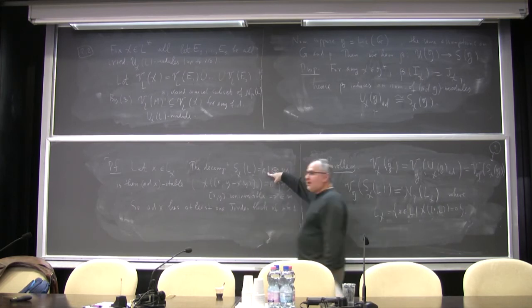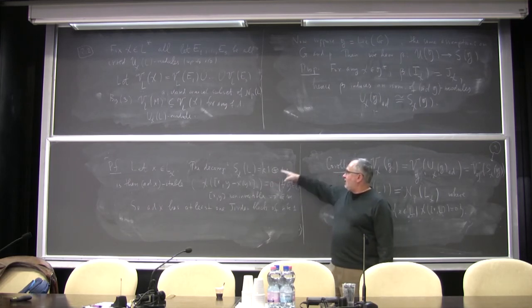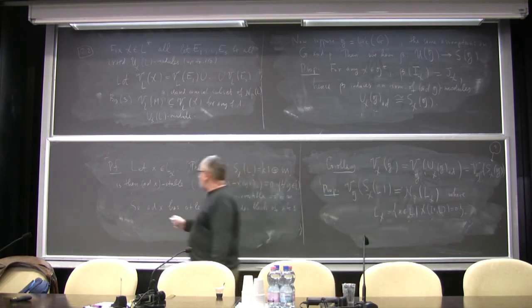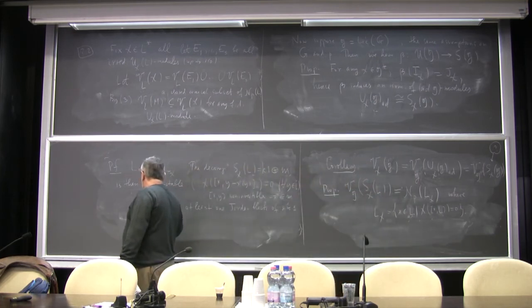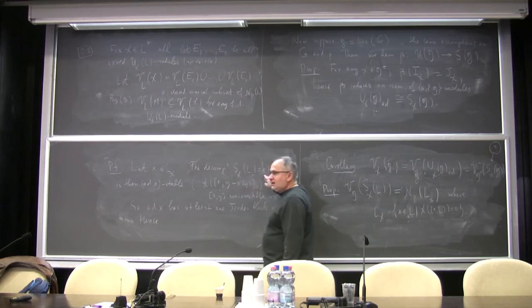And that's a Jordan block corresponding to this element because it's going to annihilate it. And there will be some Jordan blocks here, but we already found one. So therefore, how do we know that it doesn't continue? Well, it may have some other Jordan blocks, but we already found one. Therefore, it's not free.